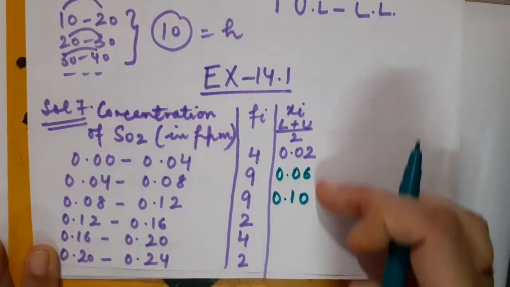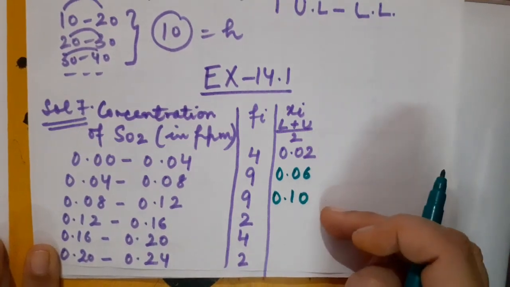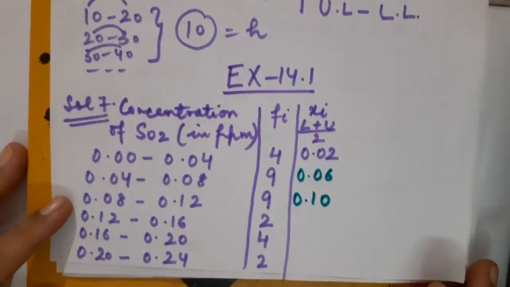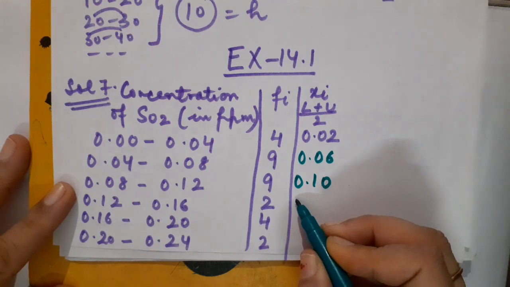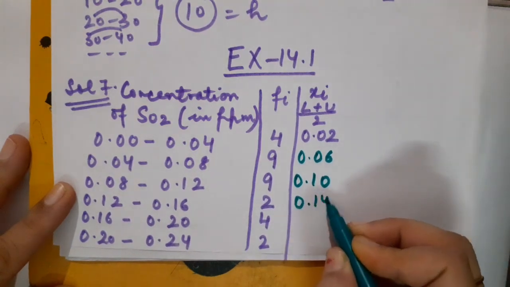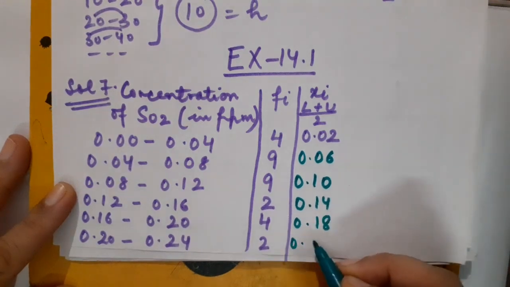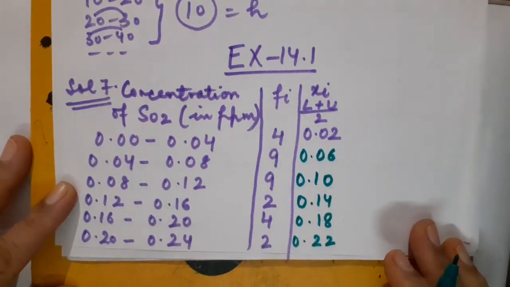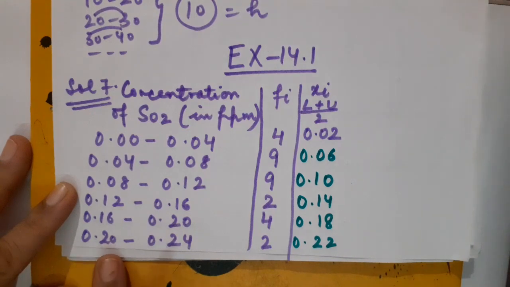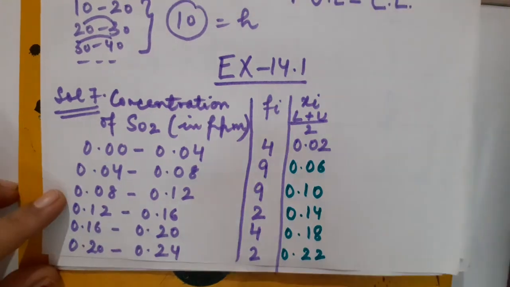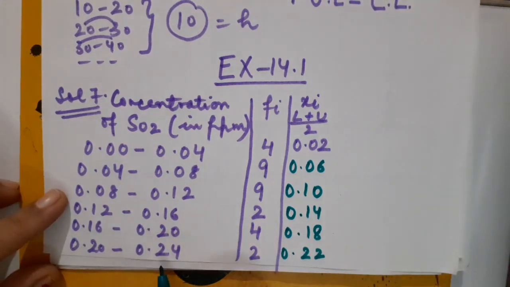So children, here you can observe that there is a gap of 0.04 only, which is actually the class size. Let us further take the gap of 0.04. So we will be getting 0.14. Next will be 0.18 and the last one will be 0.22. Let us verify the last one. When I added 0.20 and 0.24, I got 0.44, and when it is divided by 2, I got 0.22.